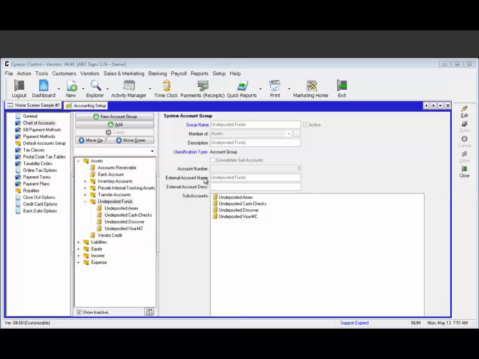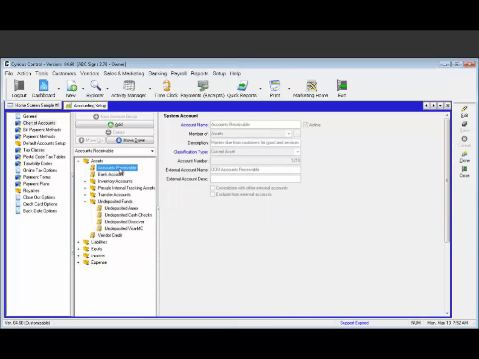Likewise, if we go to accounts receivable, which is the only other asset account that we are going to be dealing with in exporting, that is, the accounts receivable that are incurred within Sirius. And the external account name for this account is OOB accounts receivable. Therefore, you must create an account under your chart of accounts in QuickBooks titled OOB accounts receivable under asset accounts. Alright, so this handles setting up your asset accounts that get exported to QuickBooks.